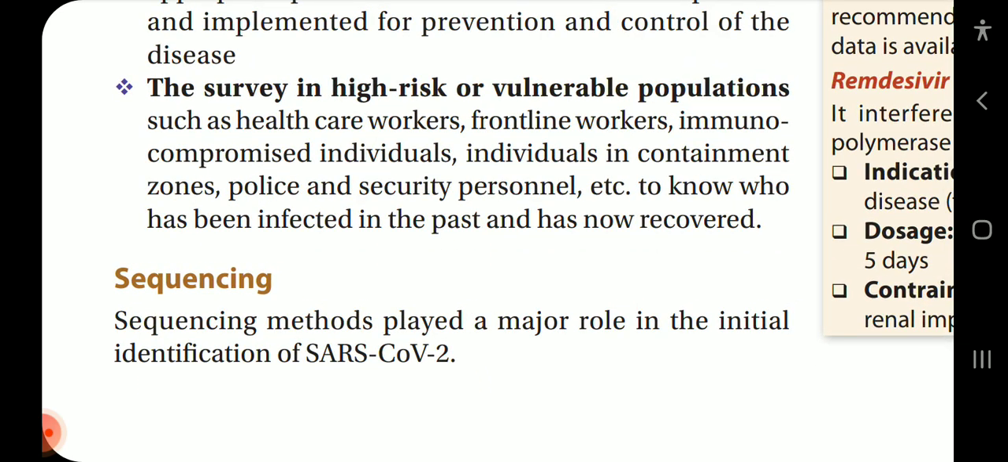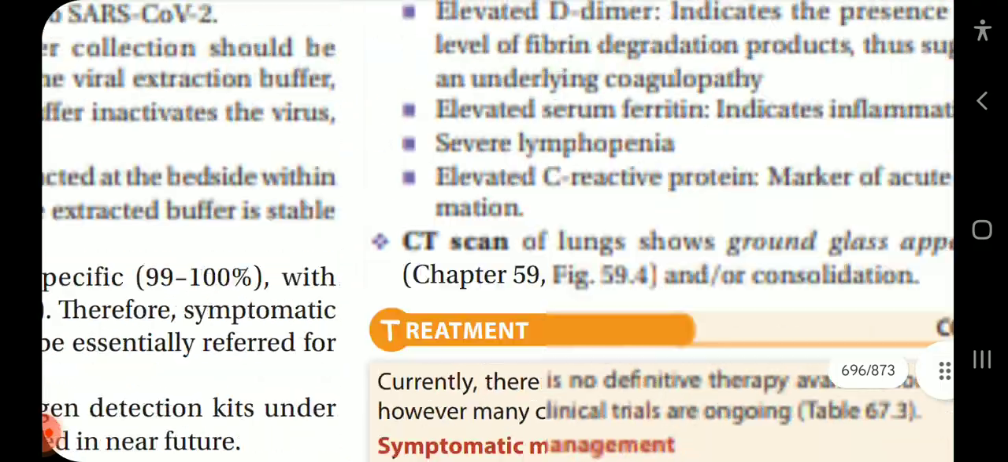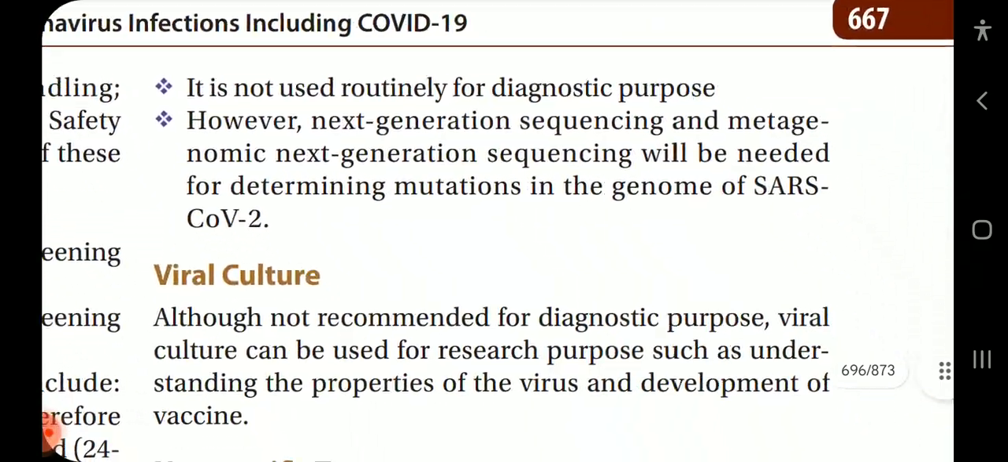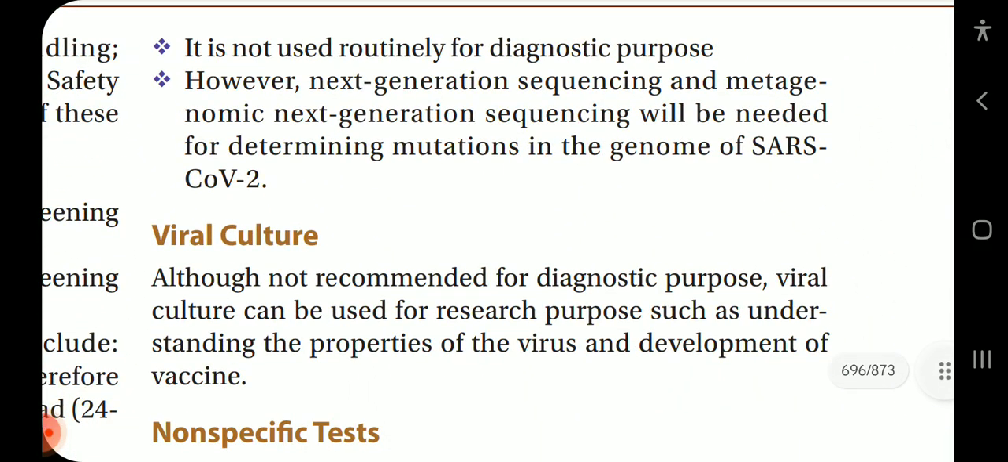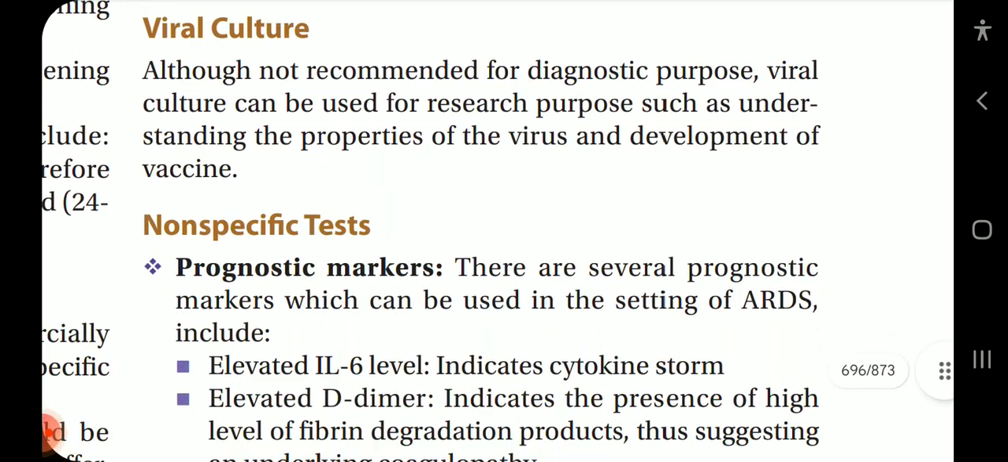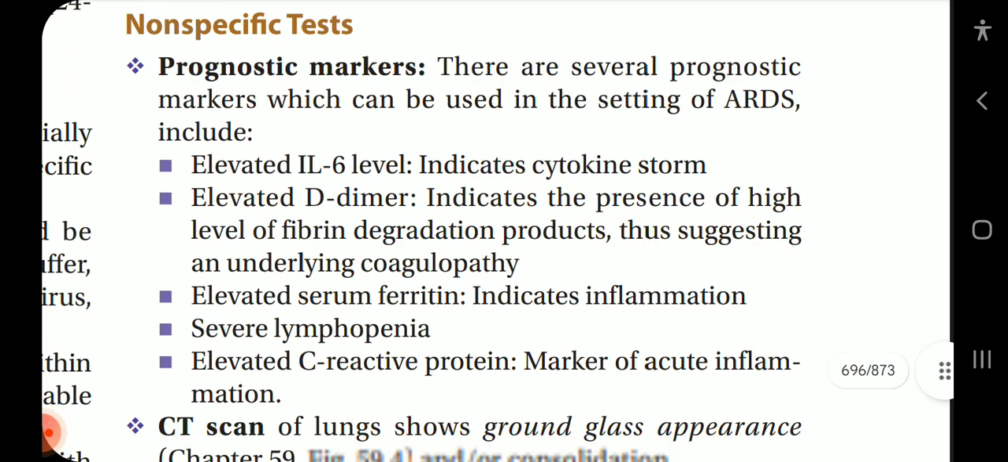Sequencing method played a role in the initial identification of SARS-CoV-2 as well. It is not used routinely for diagnostic purposes. However, next generation sequencing and metagenomic next generation sequencing will be needed for determining the mutations in the genome of SARS-CoV-2. Viral culture, although not recommended for diagnostic purposes, can be used for research purposes, such as understanding the properties of the virus and development of vaccines.